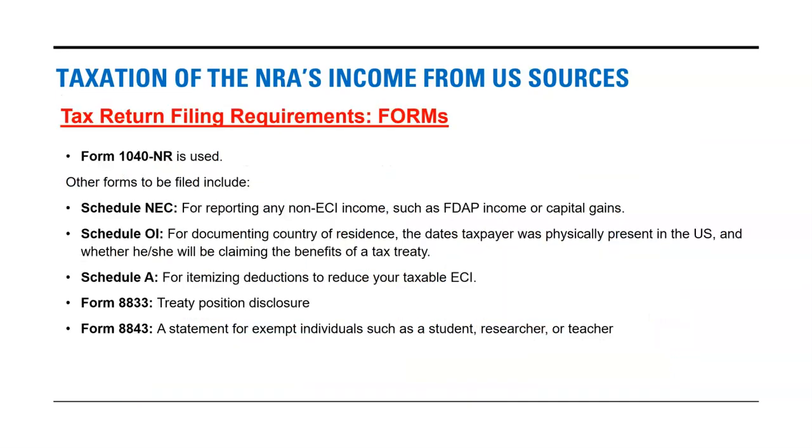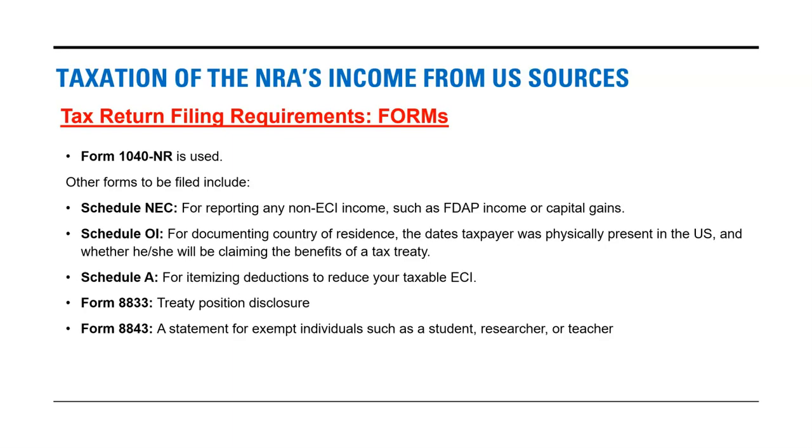What are the tax forms that non-resident aliens should fill out? The main form is the 1040-NR, and depending on circumstances and conditions, there are other schedules and forms that should be filled out. For example, Schedule NEC can be filled out when there is a capital gain or fixed, determinable, annual or periodical income, or if there is any tax treaty benefit being claimed, then Schedule OI should be filled out.